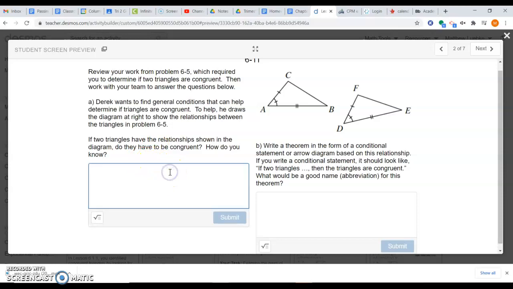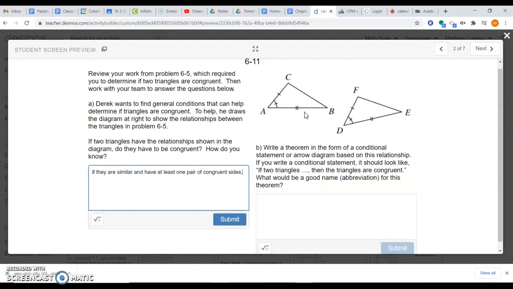So the two things, and this goes back to lesson 6.1.1 and to chapter 3. We know that two triangles are congruent if they are similar and have at least one pair of congruent sides. And so we're taking a look at this relationship we see to the right. Well, are these triangles similar? And do they have at least one pair of congruent sides?